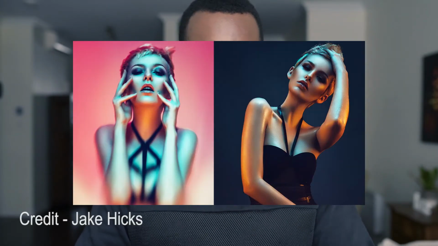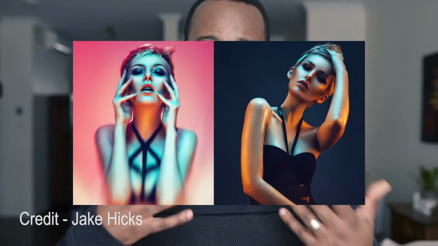I would recommend looking at the work of Jake Hicks, which specializes into actual gel work, and it's pretty awesome. He's really good at it.